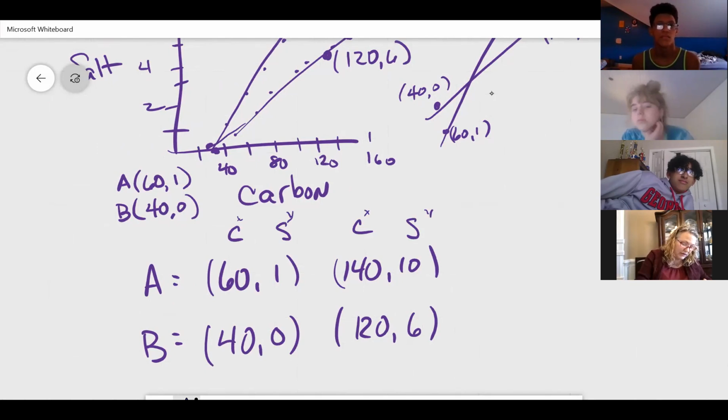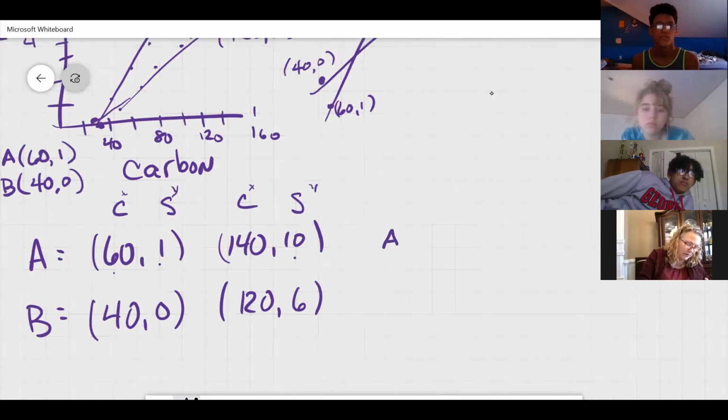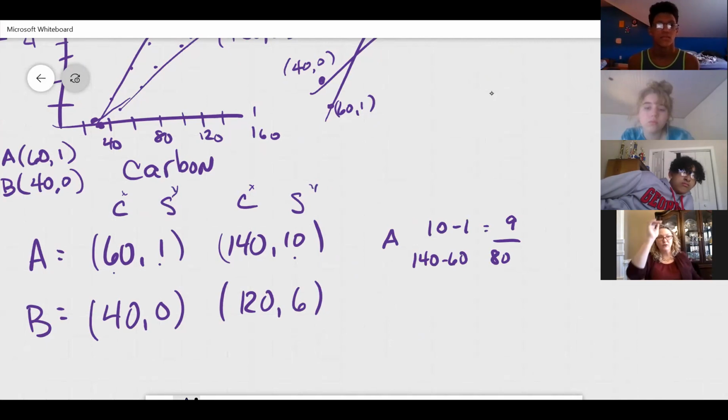All right, so let's think about this A. As I look at my 2 different points on my line, here on the y-axis, we've gone from the 1 to the 10. And on my x, I've gone from the 60 to the 140. So for A, I've got 10 minus 1, which gives me 9, and I've got 140 minus 60, which gives me 80. Okay, looking at my slope, my rise over my run.